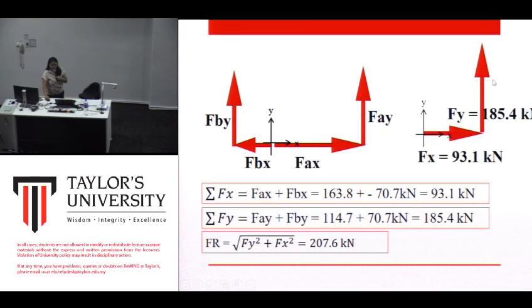Okay, so now it's time to find the resultant. Earlier on, I resolved every single force into x and y. Later on, I combined them. And now I combine these two forces, x and y, into the resultant force. How do I find the resultant force? By using Pythagoras theorem, which is the square root of Fx squared plus Fy squared, and you get 207.6 kilonewton. So far so good?